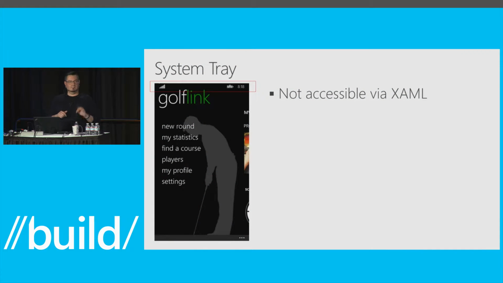So I'm briefly going to touch on system tray. There's still a system tray, obviously. It's that little thing that's at the top of your app. For existing phone developers, you can no longer access it via XAML. Before you could go into your page and you could access it there. You can't. And I'll show you where you can when we get to the code. But just a little gotcha, a little pro tip.